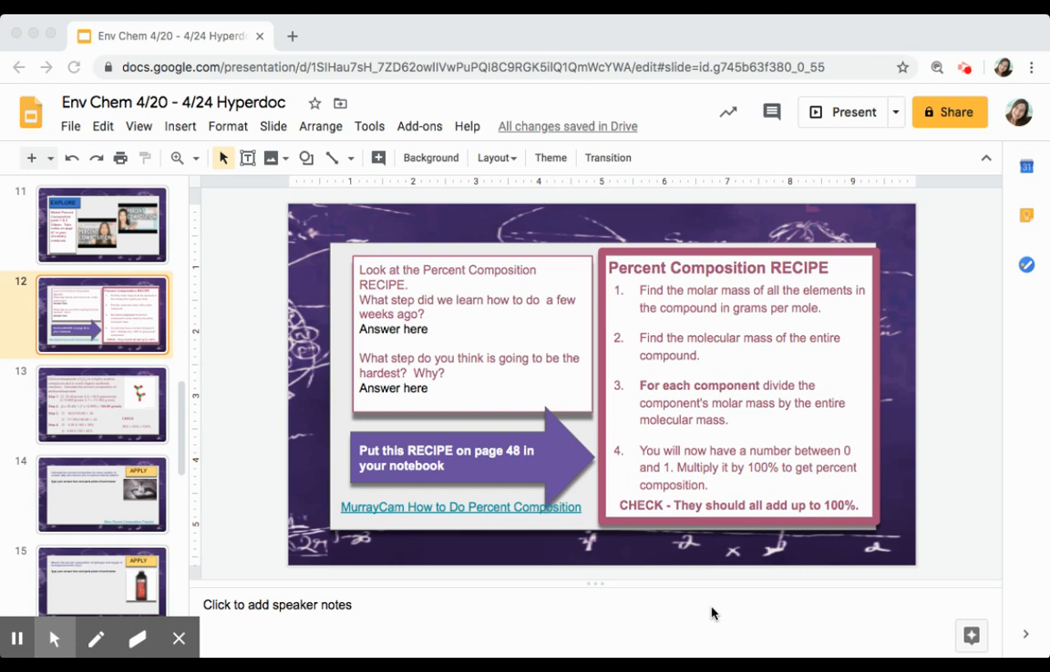I'm telling you about the second part of the Hyperdoc for this week, and that's doing percent composition. Once again, I gave you a recipe here with the steps. Find the molar mass of the entire compound, and for each component, divide the component's molar mass by the entire molar mass and make it into a percent. And you can check because they should all add up to 100.